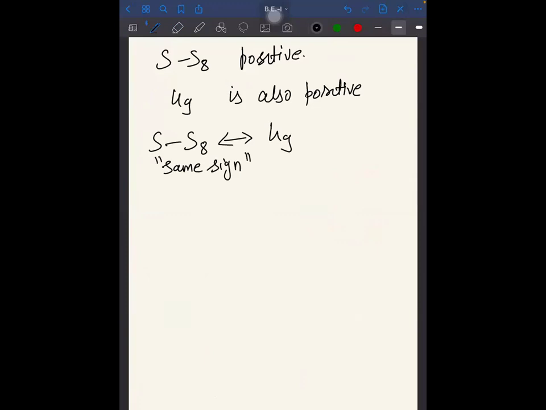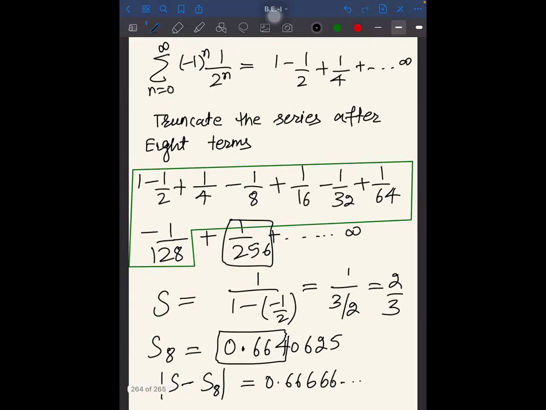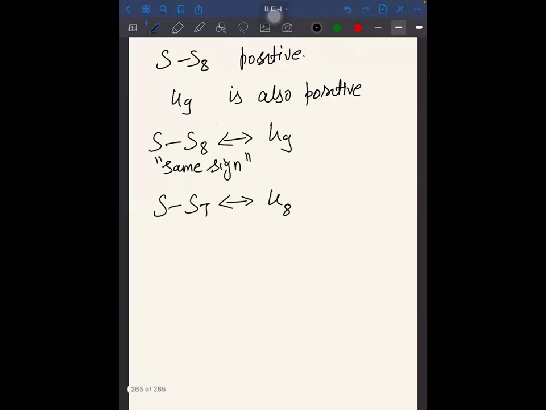Can you see this? Right, sir. Now if you take s minus s7, then it has the same sign as what? u8. Now your u8 is negative. So the same sign would be negative. So we had a few questions in our assignment about whether it is underestimating or overestimating, and that part can be answered in this way.